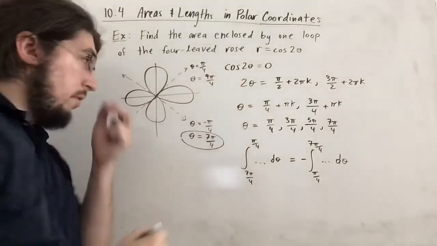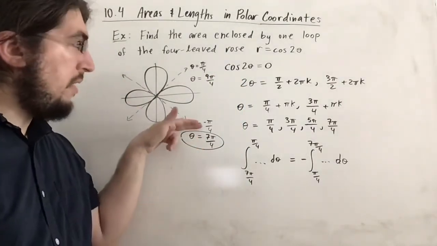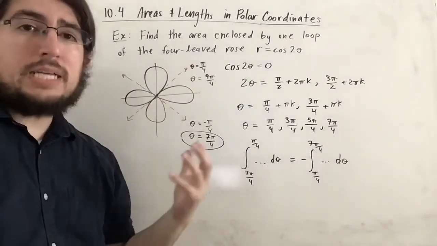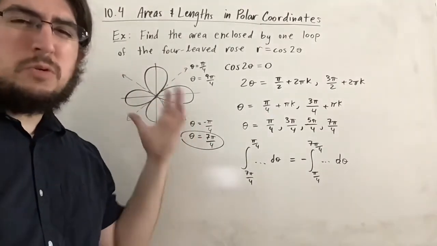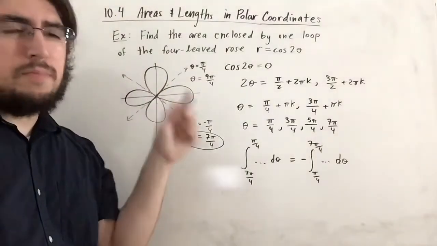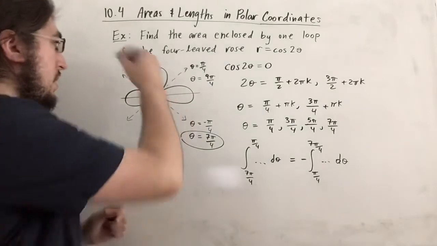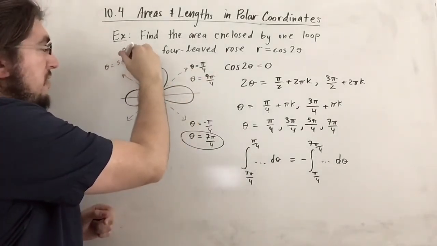And this actually works. If you do either of these two, going from negative pi over 4 to pi over 4, or from 7 pi over 4 to 9 pi over 4, you'll get the same area for this one loop. But again, just because I don't want to do that, and the book kind of does it for us already, I'll just do the top one to play it safe. I'm just mentioning that, like I foreshadowed earlier. But I'm going to go instead from pi over 4 to 5 pi over 4.